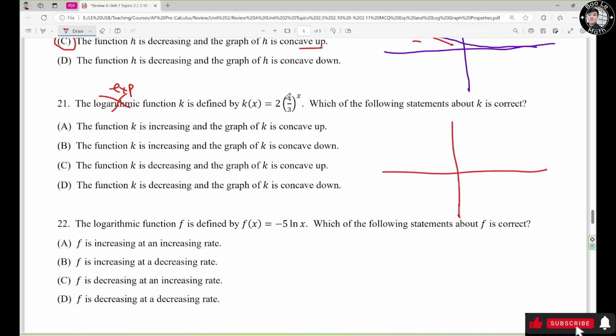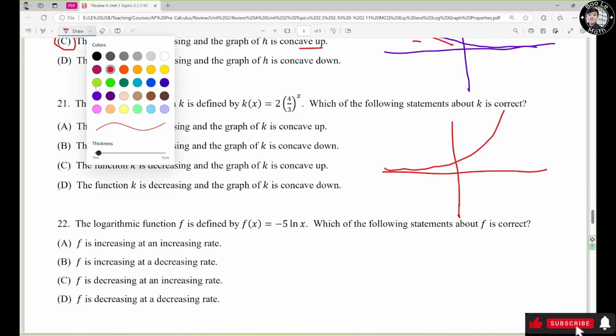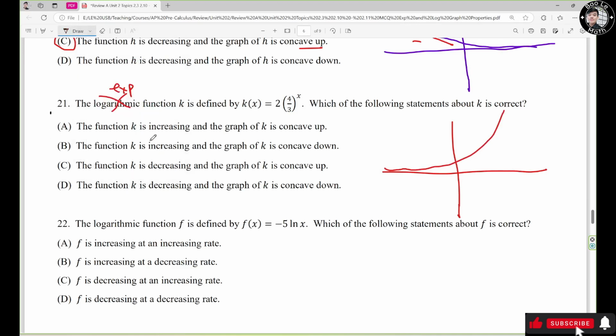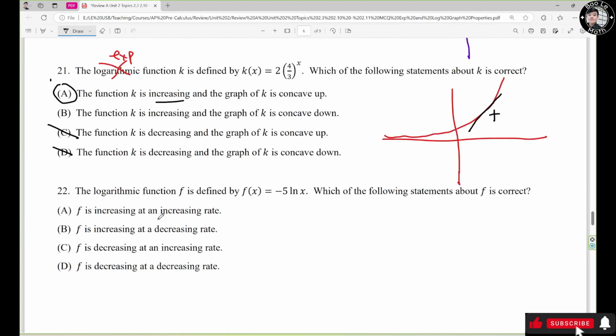Now we know that 4 thirds is going to be greater than 1, right? So it could be exponential growth function. So it could be something like this, right? Now, answer choice A. The function k is increasing. Yes, if you draw the tangent line, you see that the slope of the tangent line is positive, so the function is increasing, right? So we need to eliminate C and D. Now, the graph of k is concave up, right? So the answer must be A.